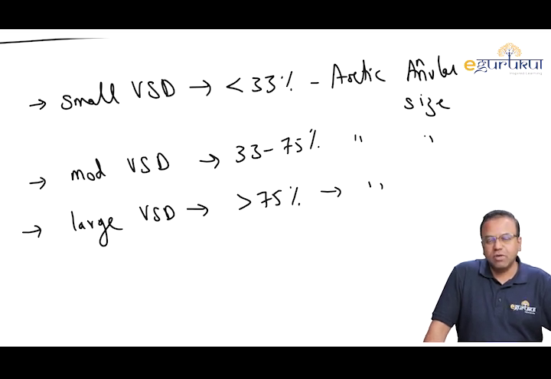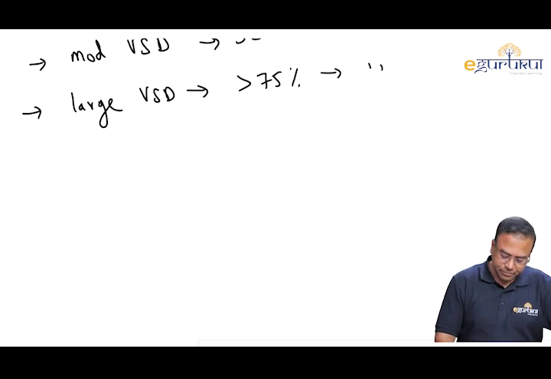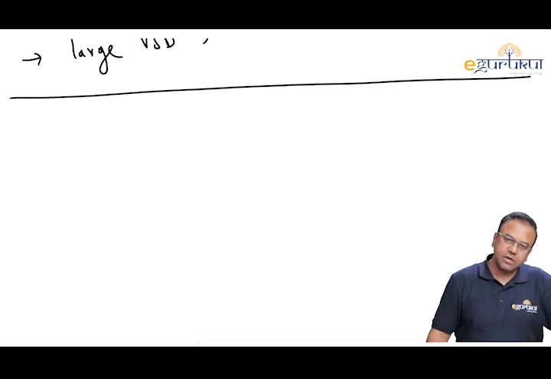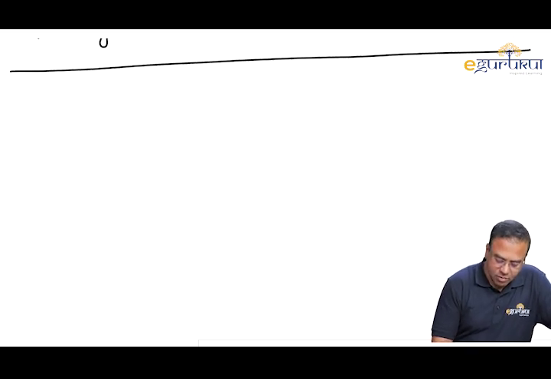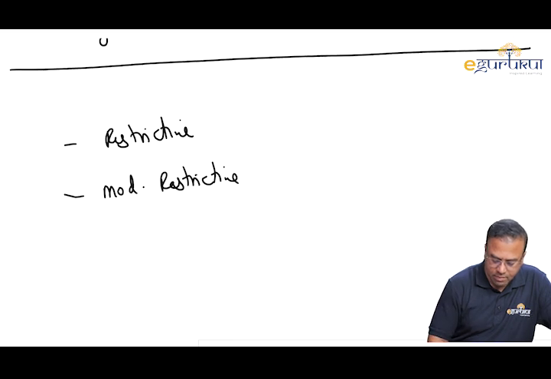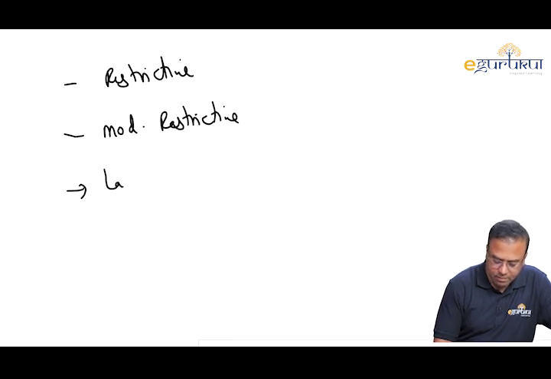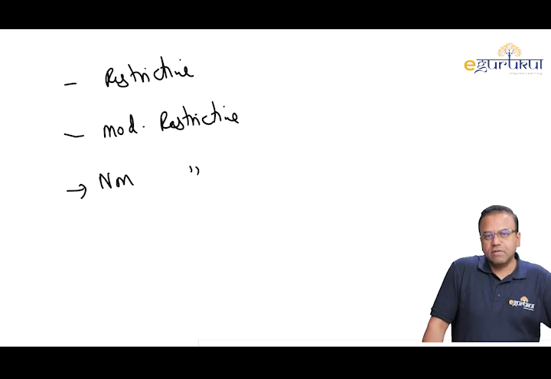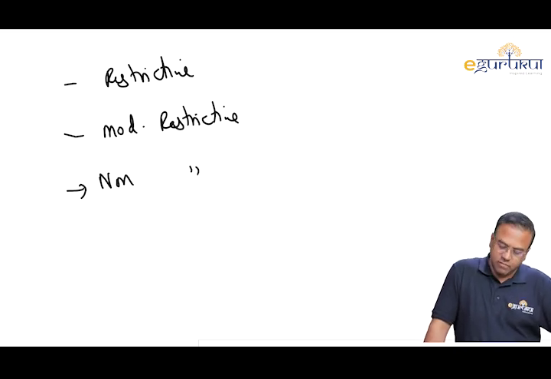Obviously here the important concept is that small VSDs are generally asymptomatic, and it is the large VSDs that have more left to right shunt resulting in earlier symptoms. Another way to classify the VSD is known as restrictive VSD. These are very small VSDs, restrictive VSD. We have moderately restrictive VSD and large VSDs, or rather non-restrictive VSDs. So you have restrictive VSD, moderately restrictive VSD, and non-restrictive VSD.